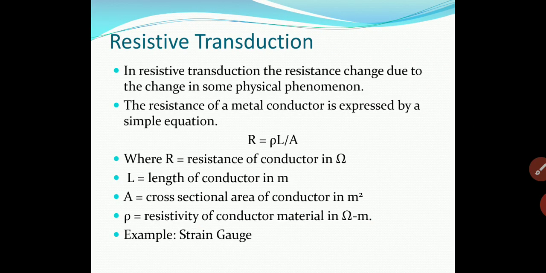In resistive transduction, the resistance changes due to the change in some physical phenomena. Like, resistance का formula क्या होता है? R equals rho L upon A. If we are changing the cross sectional area of the conductor, that is A, or we are changing the length of the conductor, then the resistance will change. And if the resistance is changed, then the output voltage will also change. So it is the principle of resistive transduction. The example of resistive transduction is the strain gauge. The strain gauge works on the principle of change in the resistance.